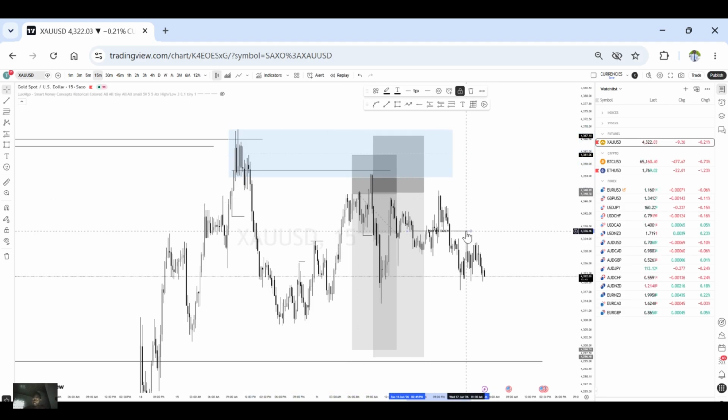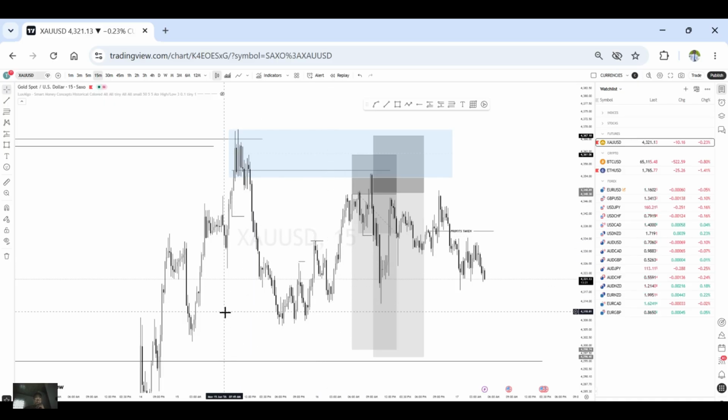But actually, this trade, I took profits. You can see profits taken from this point. So I don't care whatever happened again. Let it just go.